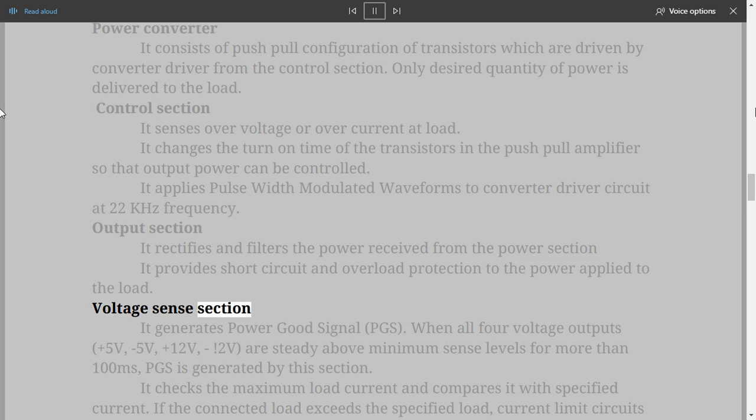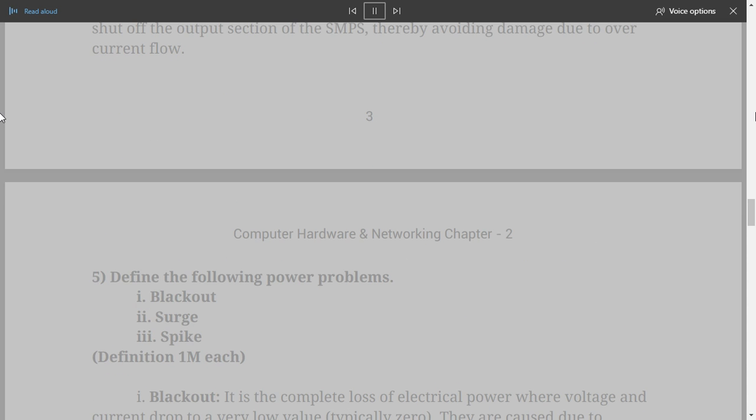Voltage sense section. It generates the power good signal, PGS. When all 4 voltage outputs, +5V, -5V, +12V, -12V, are steady above minimum sense levels for more than 100 milliseconds, PGS is generated by this section. It checks the maximum load current and compares it with the specified current. If the connected load exceeds the specified load, the current limit circuits shut off the output section of the SMPS, thereby avoiding damage due to overcurrent flow.